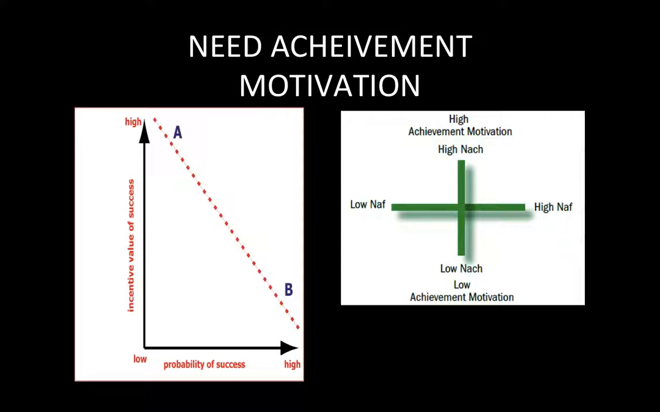The need to avoid failure is when someone is motivated because they don't want to fail rather than that they want to achieve something. This is also called avoidance behaviour because they won't do something if there is a chance that they might fail at it.